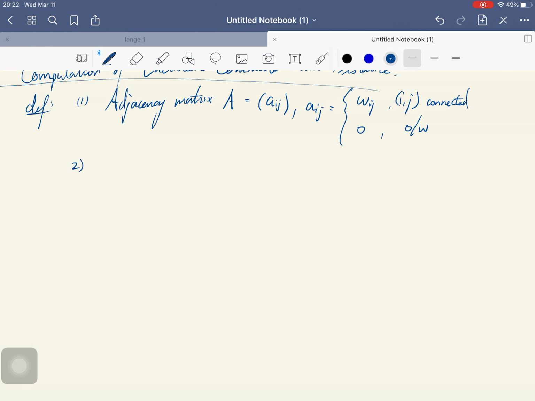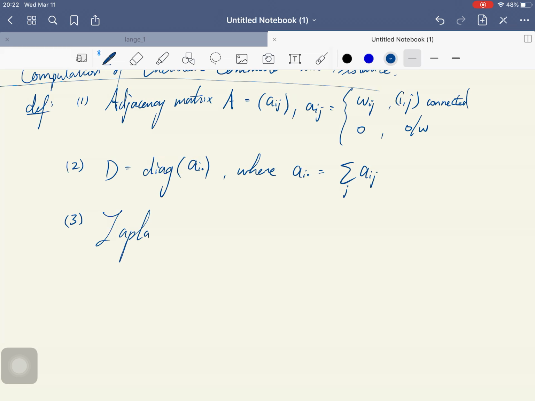And the second thing is the diagonal matrix D. D is just some diagonal matrix, and it's going to be the row sum of A. Okay, a_i dot is going to be equal to the sum of row i over every single entry j. The reason why we define D is because we need it in the definition of the Laplacian.